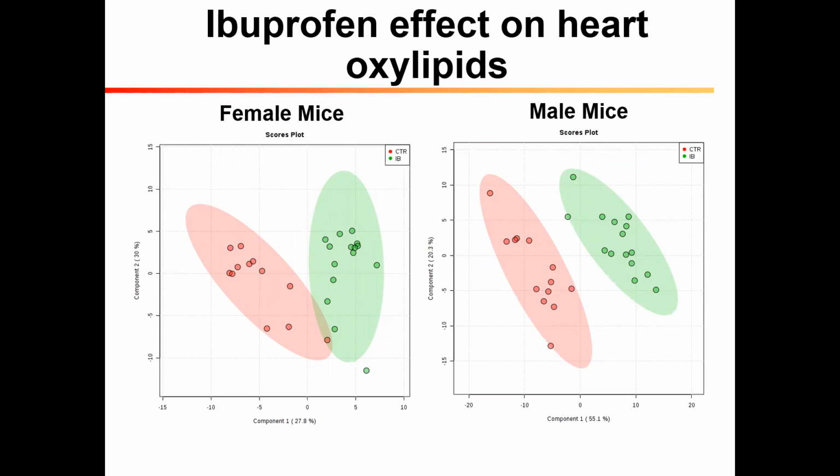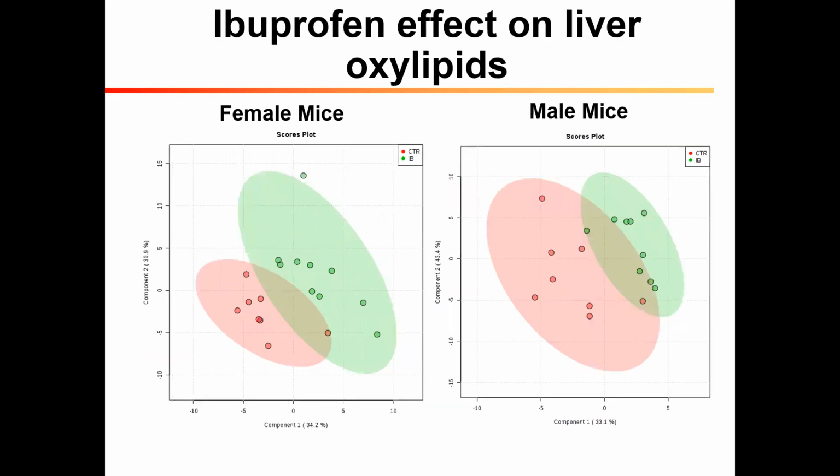This is a PLS plot, which is basically just a plot to show you differences between males and females and between controls and ibuprofen for each group. The first one was in heart, and this is in liver.